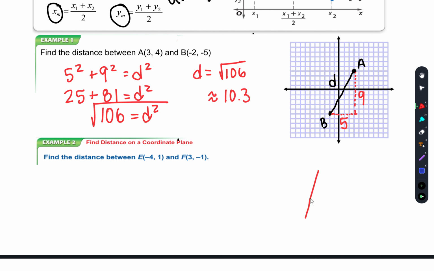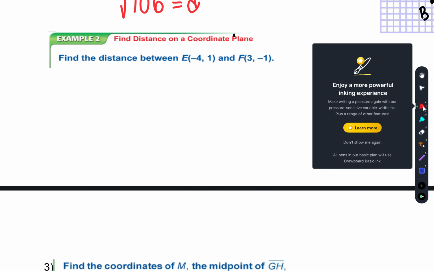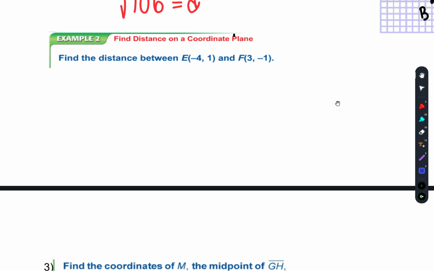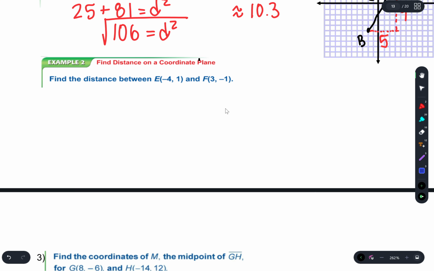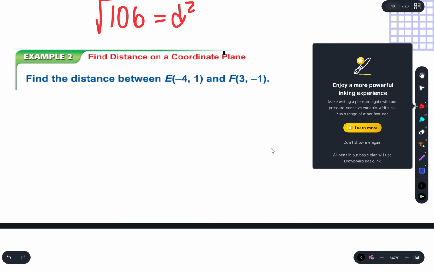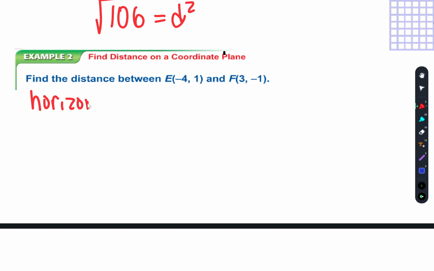Okay, so then sometimes we get a little bit tricky because we don't have a graph to work with. Sometimes we just have the points, and that's okay. We're essentially doing the same thing here. If I think about what happened, I found the horizontal distance between B and A, and I found the vertical distance between B and A. And that ended up being the two sides of that right triangle. So here, with the points, horizontal distance is represented by those x values. So the distance between the x's.